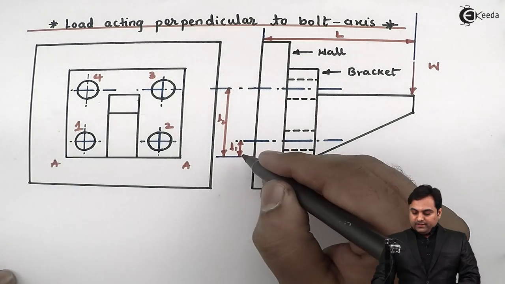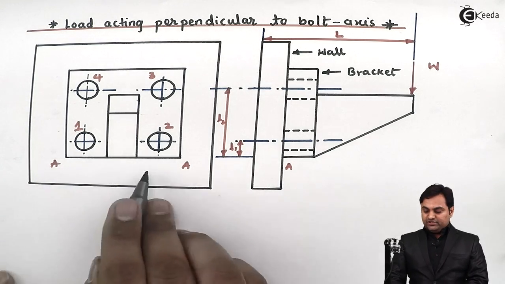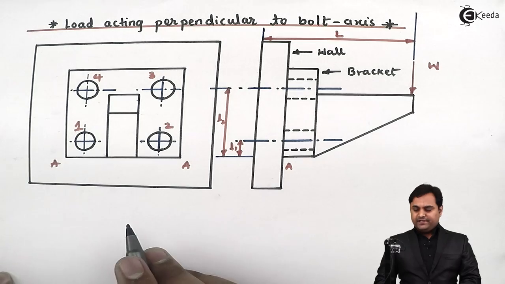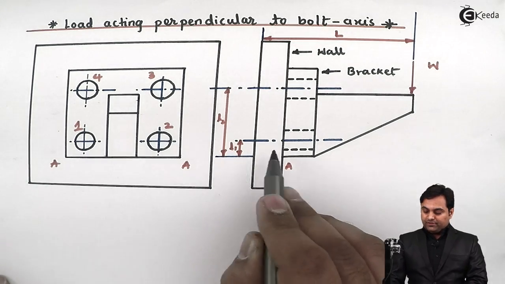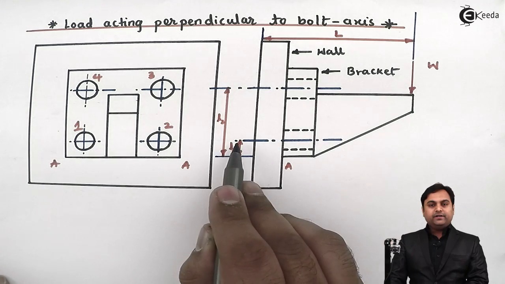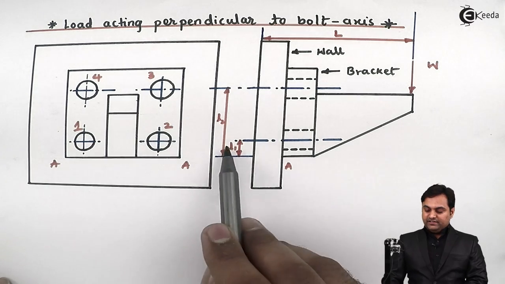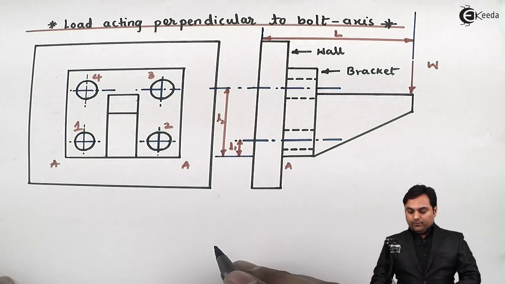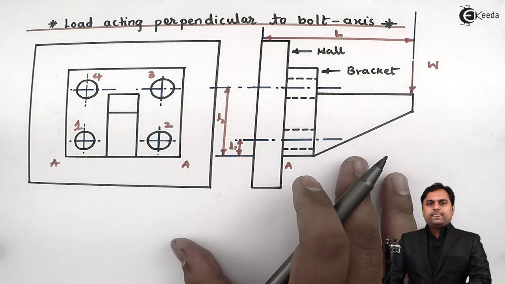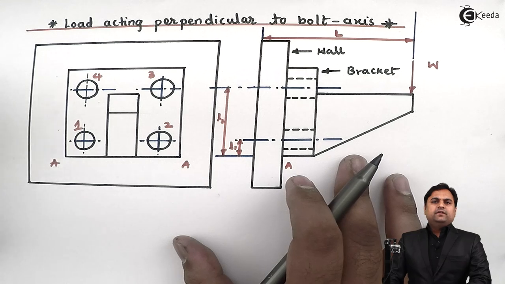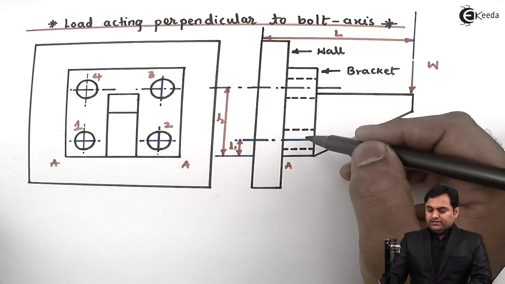Next, here AA is called the tilting edge about which the bracket would be tilted when the load is acting. The distance of bolts 1 and 2 from the tilting edge is L1. Distance of bolts 3 and 4 from tilting edge A is L2. Now in this kind of loading, where the load is perpendicular to the bolt axis, there would be two kinds of effect.